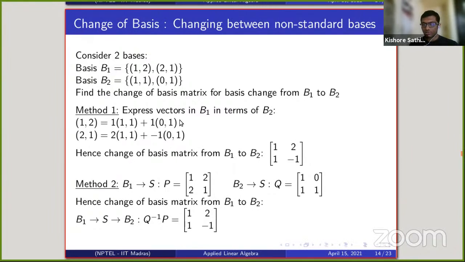The second vector is 0, 1, put that as the second vector. So now we have both the non-standard basis to the standard basis, B1 to S, B2 to S. And finally, we want to convert from B1 to B2, right?